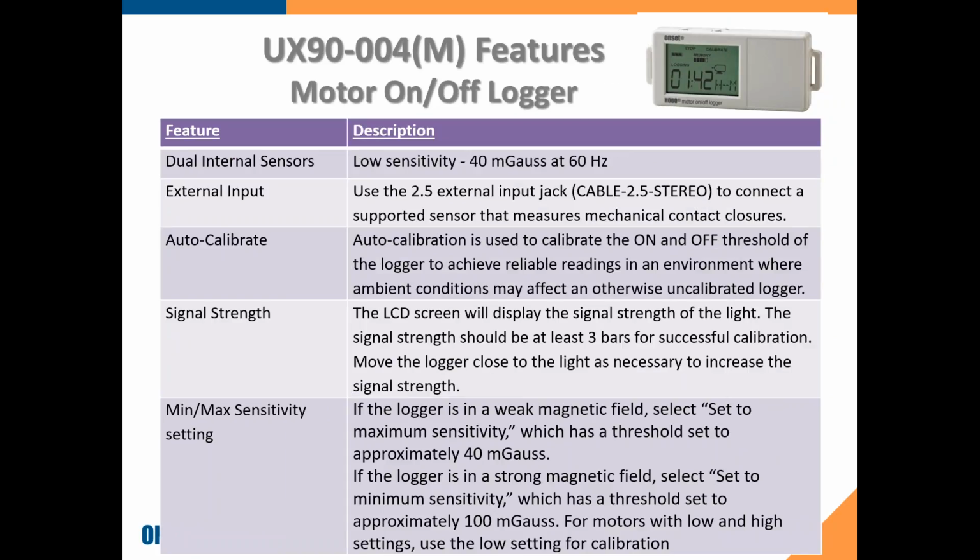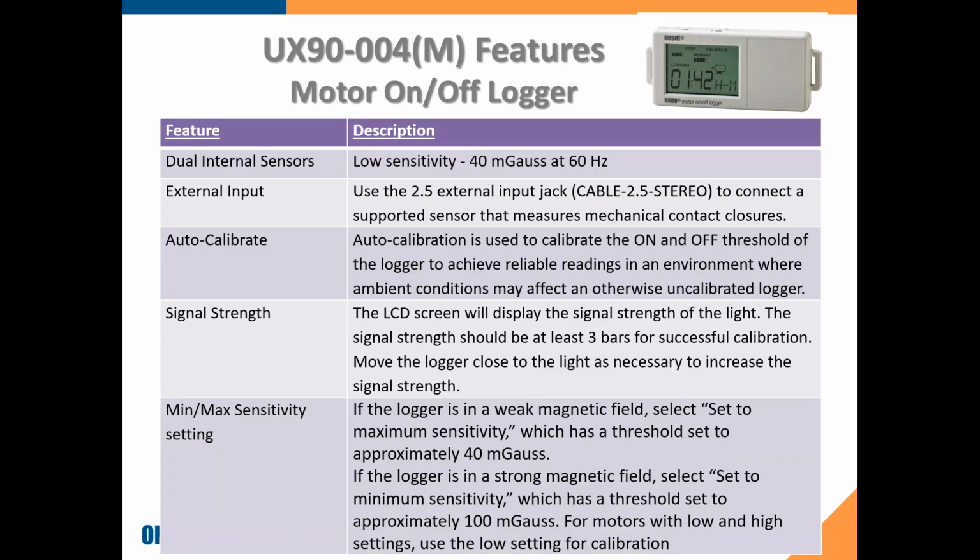Let's talk about the UX90-004. Now, the UX90-004 is our motor on-off data logger. And specifically, the way this data logger works is it's tracking the AC magnetic field of a motor and telling the data logger when it's on and off.